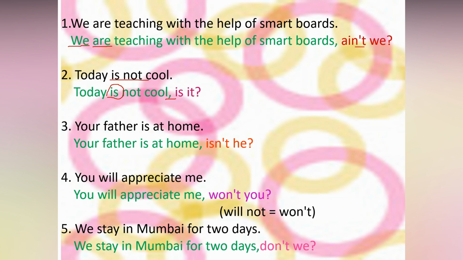Your father is at home. Is it a positive sentence or a negative sentence? Positive sentence. Rewrite the same thing. And what is the helping verb? Is. Write "is" here. And what is the negative form? It is a positive sentence, so write the negative, the shortcut of not. And write your father: so for your father, what is the subjective pronoun? He. Isn't he?